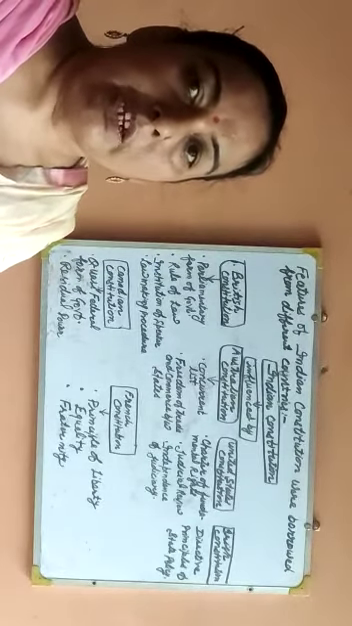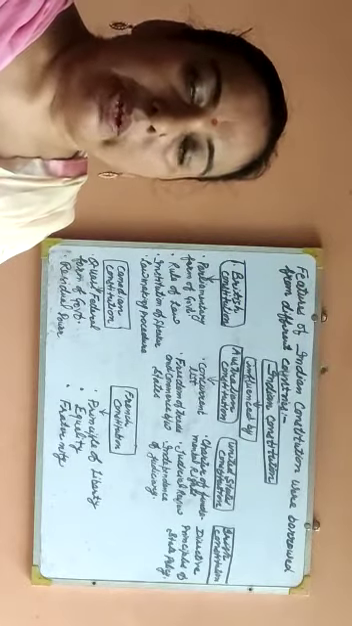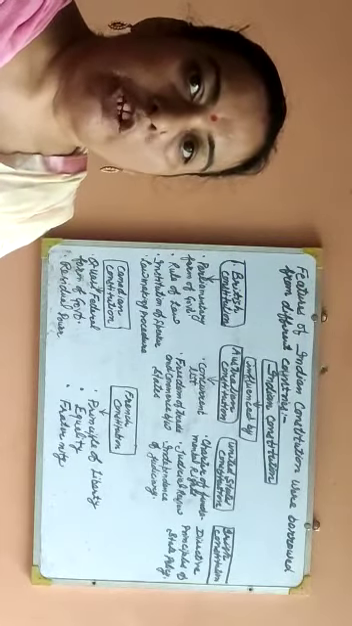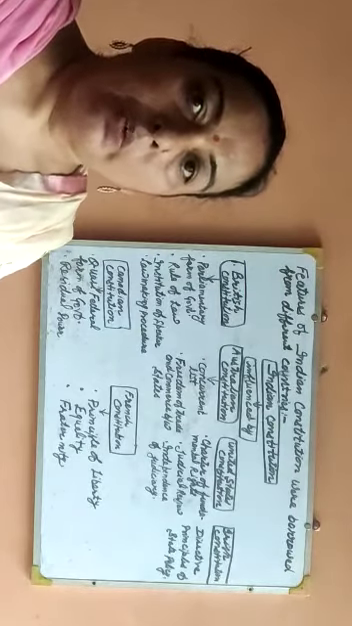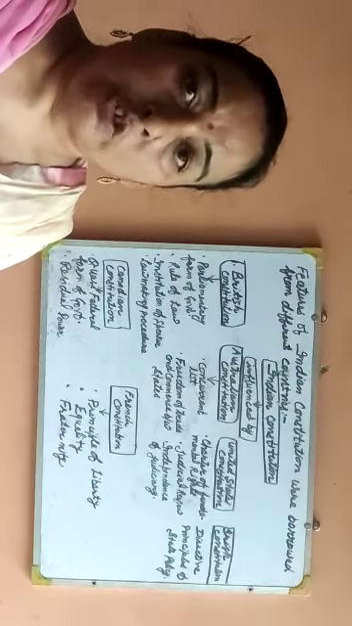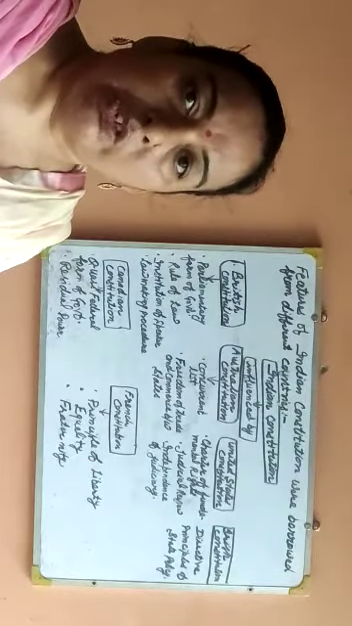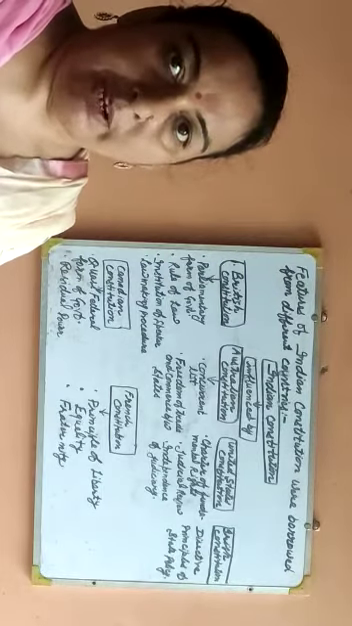Dear friends, in the previous video we started civics lesson number 3, constitutional design. In the first part we read what a constitution is, what the importance of a constitution is, what the features are, and we read about the Constituent Assembly.